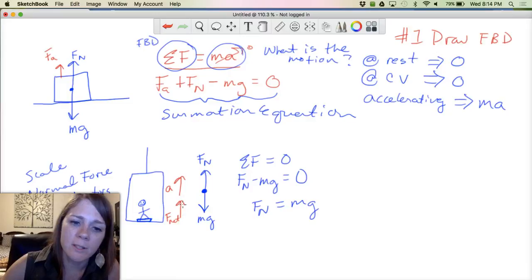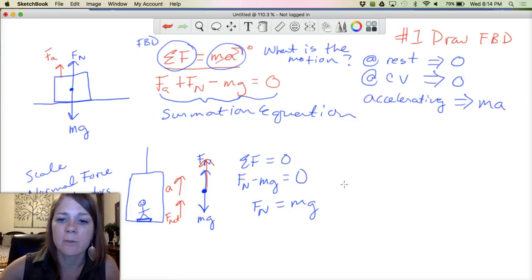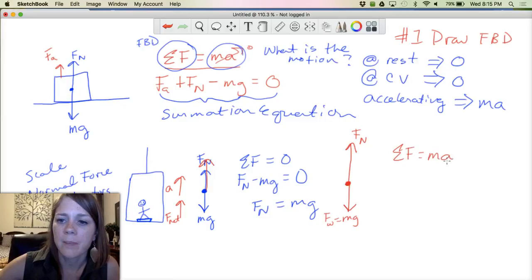And since the net force is up in this situation, I know that for this scenario, the normal force must be greater than the weight force. So I'll redraw that over here. The normal force must be greater than the weight force, which is that mg. So when I write the summation equation for this, it is accelerating, so I'm going to leave that as ma.